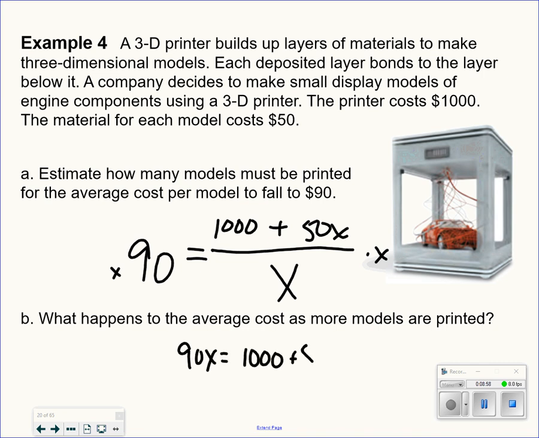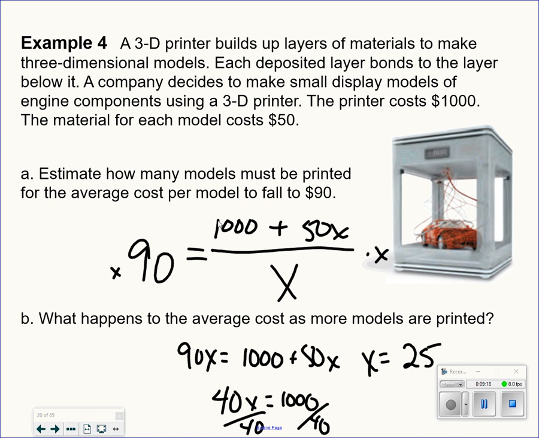1,000 plus 50x. Subtract 50x and divide by 40. So x is equal to 1,000 divided by 40. And I get 25. So I need to make 25 models in order for my average cost per model to be $90. So I need to make 25 models.